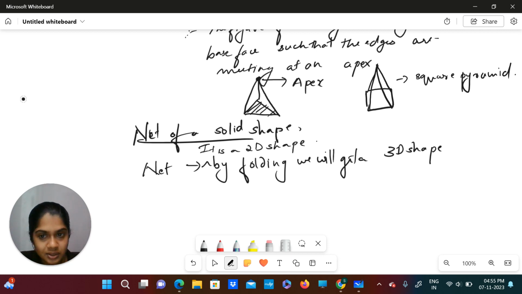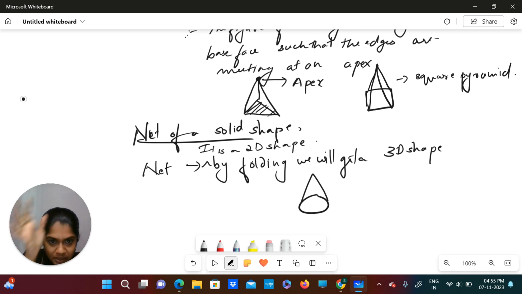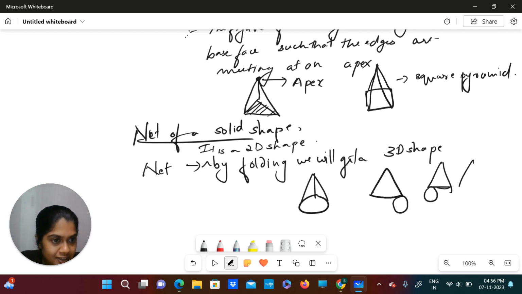So in a net of a cube and a cuboid, we will have 6 faces, right? Net of a cone, you know that a cone looks like this. If you separate the circle and make a cut over here, when you open it, it will look like this. It can be like this, or the circle can be at the center like this. So these are all nets.